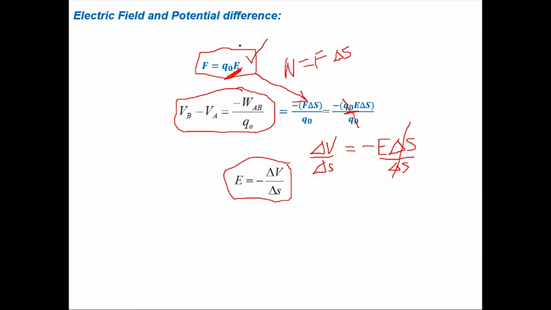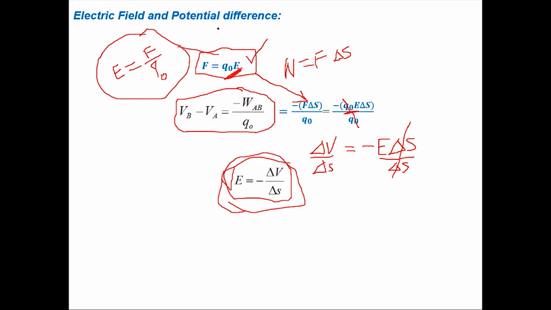Okay. So from here, what is your E? From this one, E equals F over charge, right? Q0. That's your E. From here, what is your E? V over S. Let's figure out the unit from here. What is the unit of E if you use this formula?